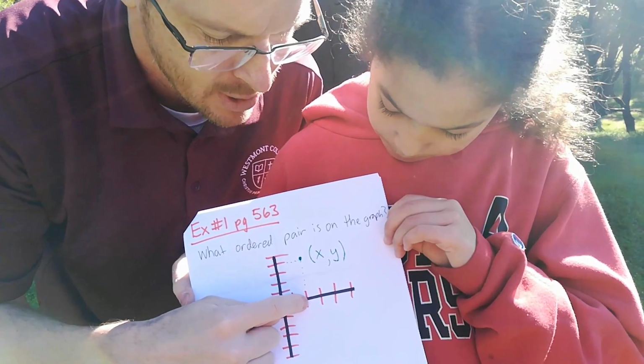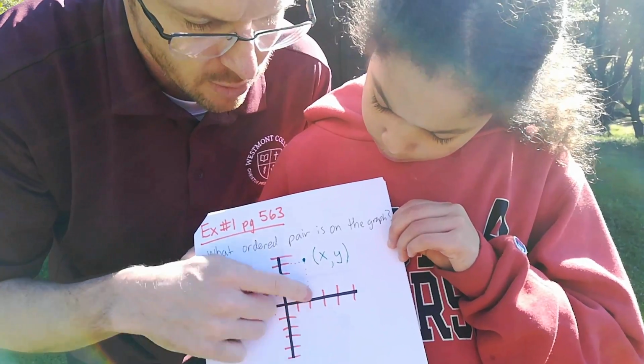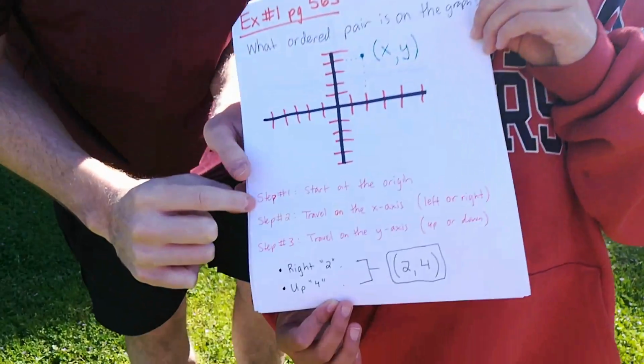You go up and down. So you go up 1, 2, 3, 4. So if you're going to go over 2, you're going to go up 4. And by golly, look, I have the steps down here.